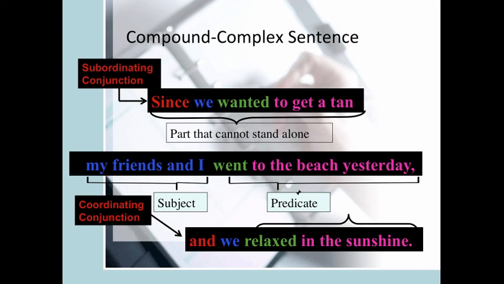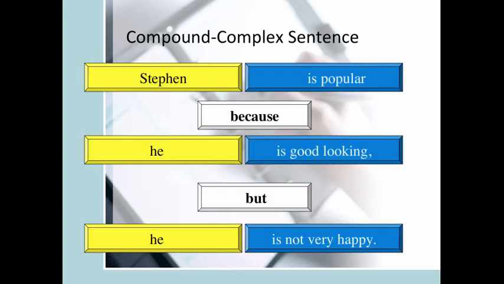Since is a subordinating conjunction, so that makes this part a dependent clause. Since we wanted to get a tan, and you could put a comma here, my friends and I went to the beach yesterday. My friends and I went to the beach yesterday is an independent clause. It makes sense all by itself. Add a comma, a coordinating conjunction, and another independent clause: we relaxed in the sunshine. So look at this one. Stephen is popular because he is good looking, but he is not very happy. So we've got three different clauses being linked together with conjunctions, and that makes your writing sound more collegiate.